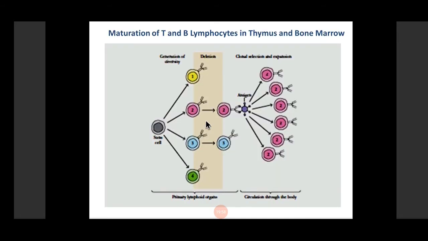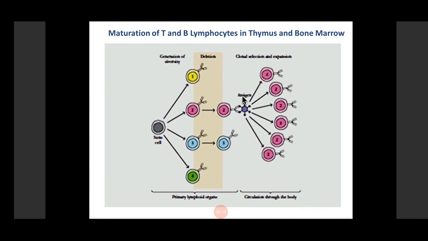So this we've already discussed. It's the stem cell, and these B and T cells are being generated. Any B or T cell which is recognizing the self antigen over here is deleted, and the ones which are left are the ones which will recognize the non-self.